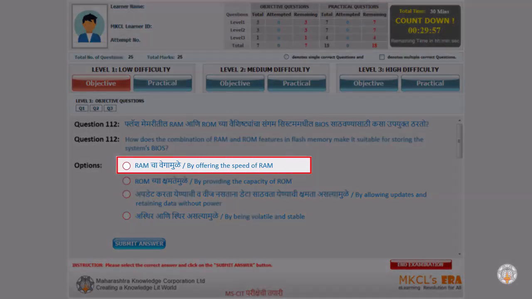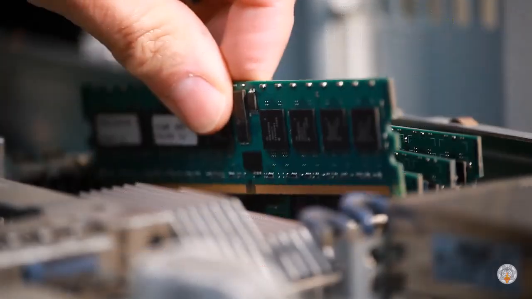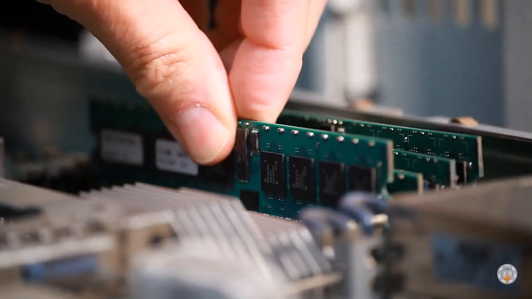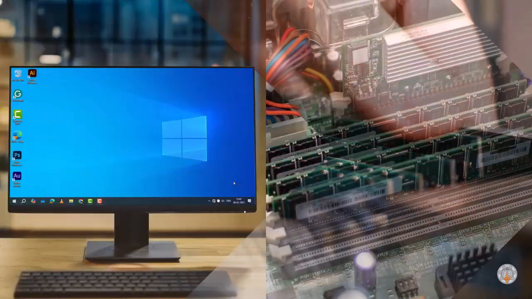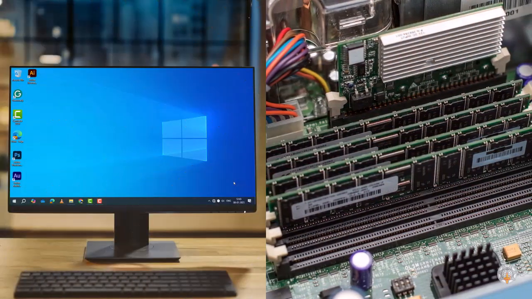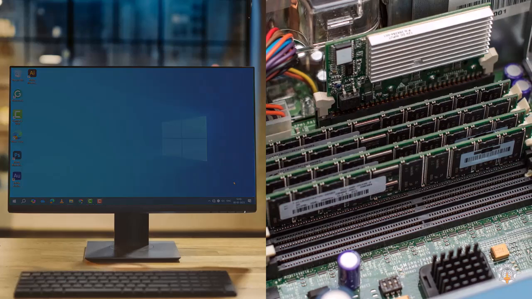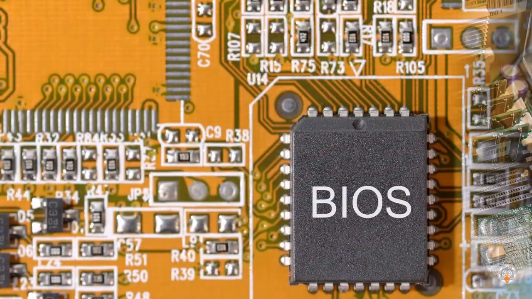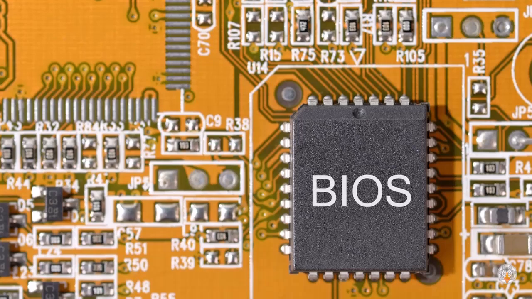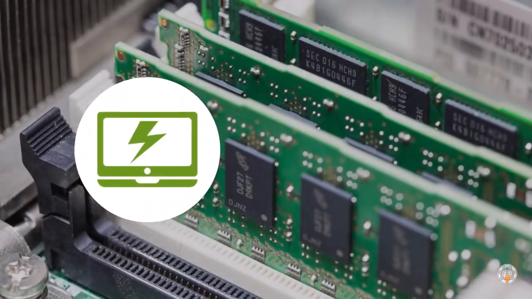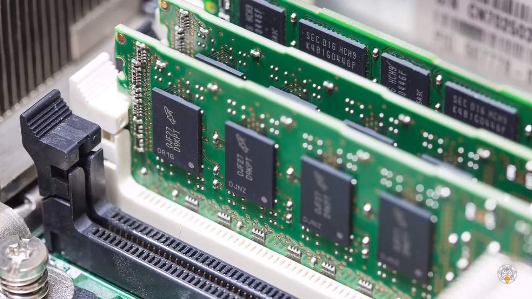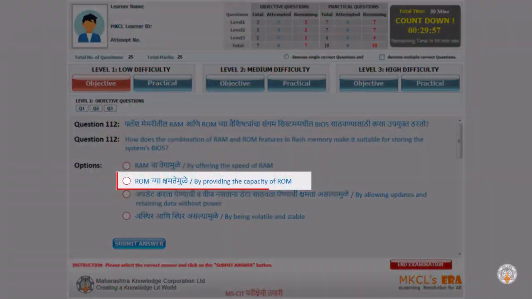By offering the speed of RAM. RAM is very fast, enabling quick read and write operations, but it is volatile. This means it loses all stored data when the computer is turned off. While speed is essential, the BIOS must retain its data even without power, so RAM alone is not sufficient for this purpose.